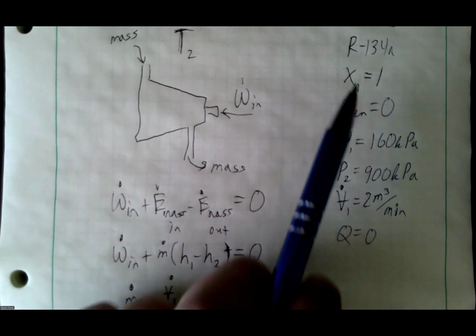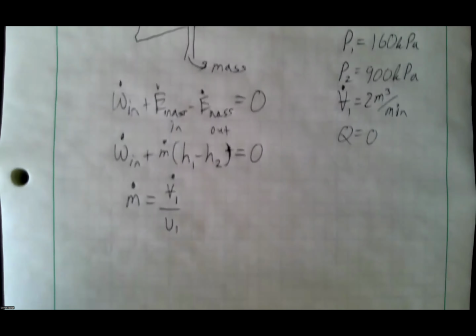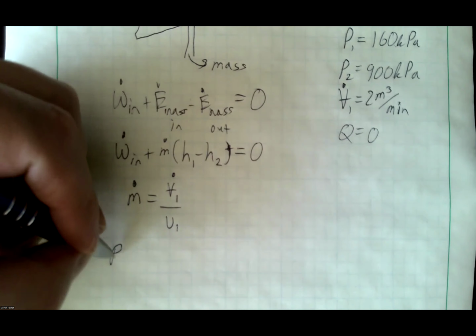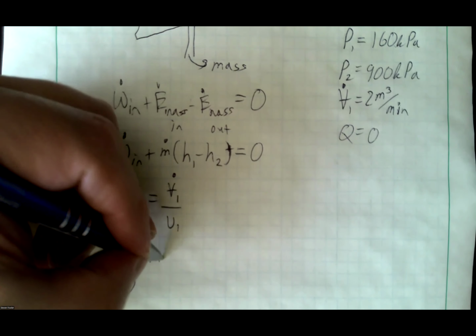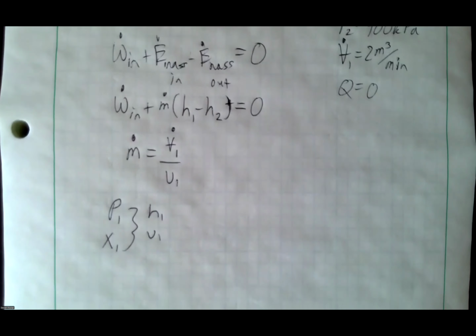And I also know that it's saturated vapor at the inlet, so I can use that. I can use P1 and X1 to find H1. I'm also going to need V1 while I'm there.